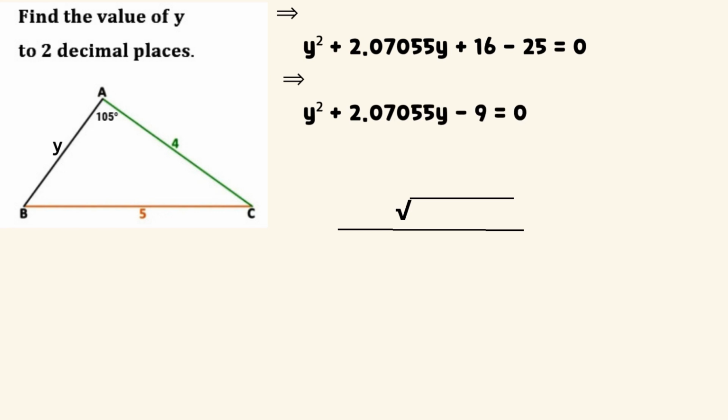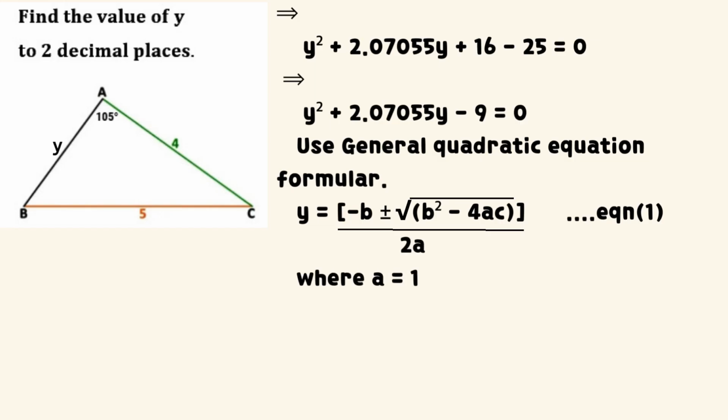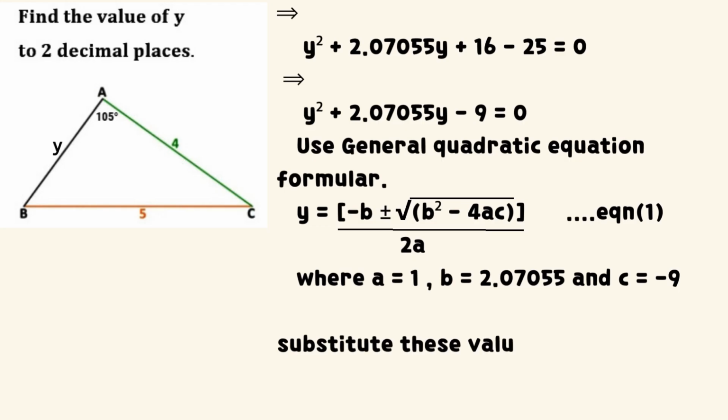The square of y and 2.07055 times y plus 16 minus 25 equals 0. It follows that the square of y plus 2.07055 times y minus 9 equals 0.